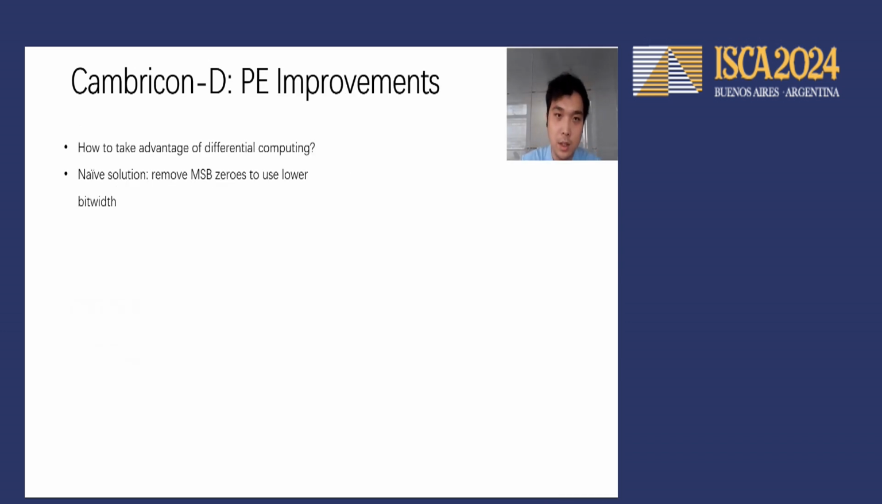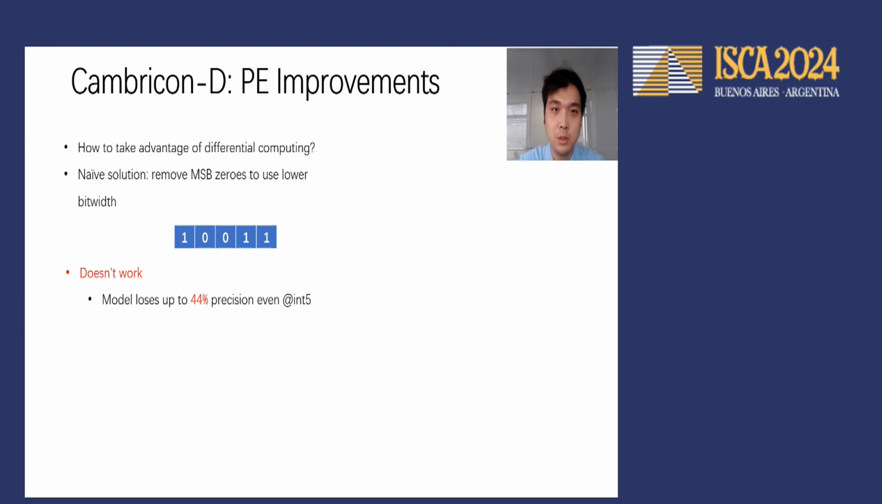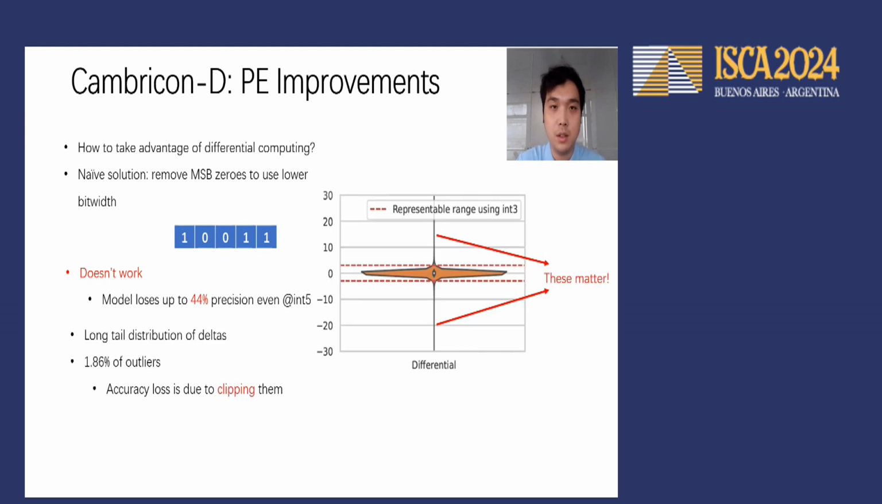So how do we take advantage of differential computing? A naive way is to just remove the leading zeros, like so. But in practice, this doesn't work. We lost up to 44% of model precision, even using a relatively modest int5 width. The issue is in the long tail nature of the deltas. As concentrated as they are on the right, there are still 1.86% of outliers who fall outside of the representable range of the lower bit width, and these matter. Clipping them led to the precision loss we mentioned.